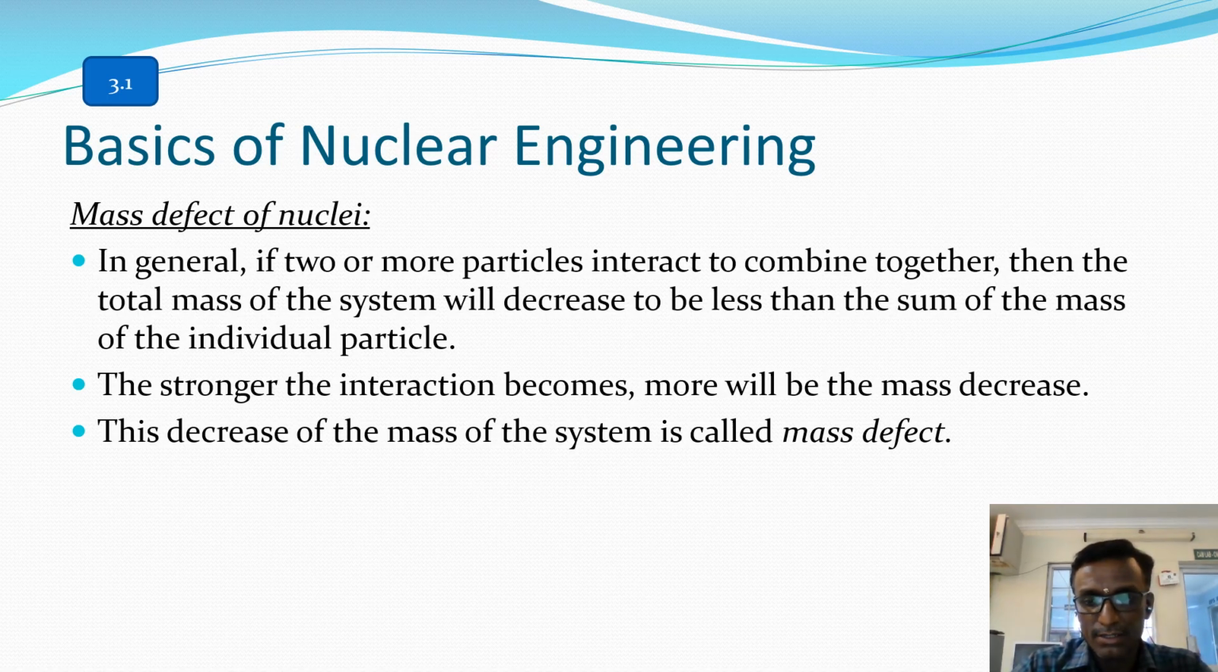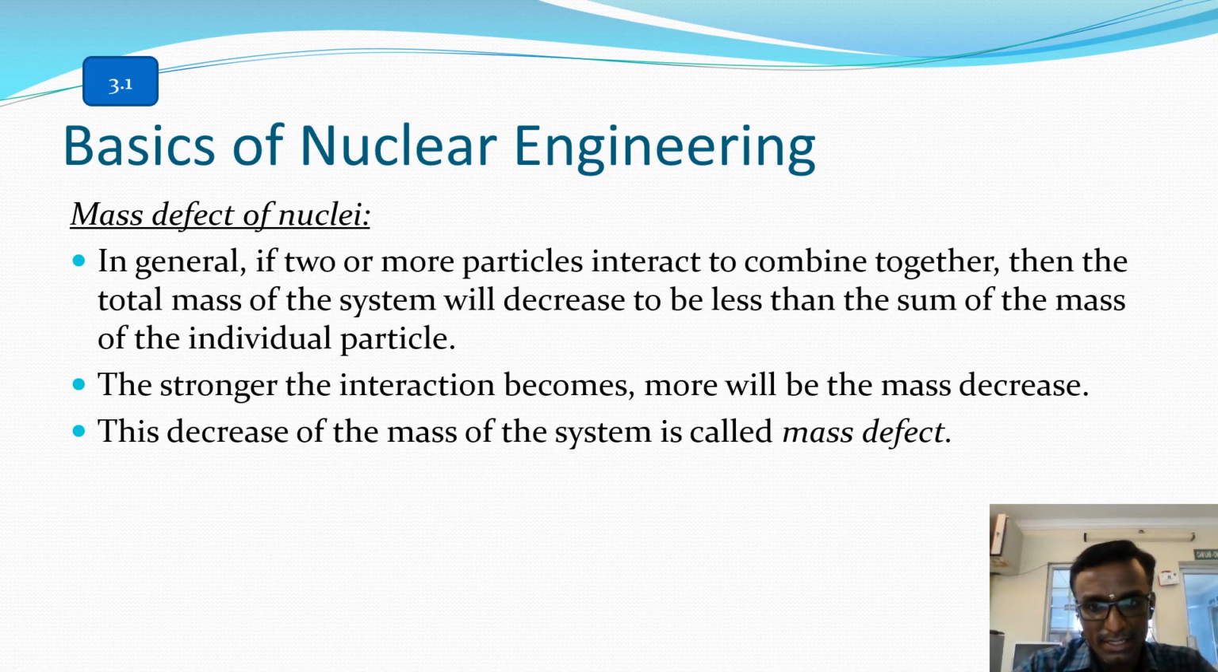Coming on to the mass defect, as we have seen in the atomic mass unit, it is one of the parameters for choosing the fuels. So what is the mass defect of the nuclei? When two or more particles interact and combine to become a larger particle, the total mass of the system decreases to less than the sum of the masses of the individual particles. If we take component A and component B, when you simply sum up the particles, the entire mass would increase. But in the case of the mass defect, when you combine two or more components, the resulting mass is reduced from the sum of the components.